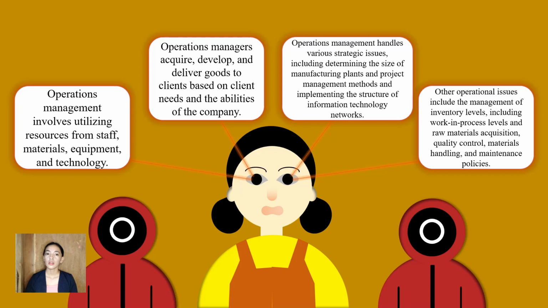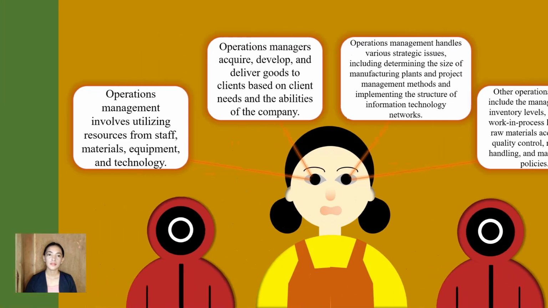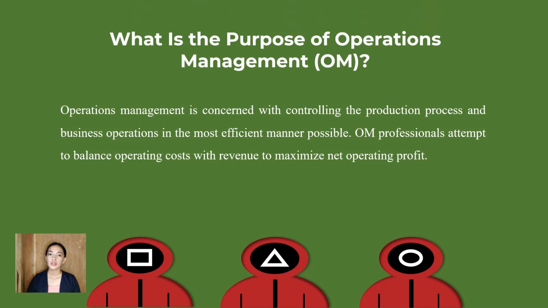Other operational issues include the management of inventory levels, including work in process levels and raw materials acquisition, quality control, materials handling, and maintenance policies. Operations management is concerned with controlling the production process and business operations in the most efficient manner possible. OM professionals attempt to balance operating costs with revenue to maximize net operating profit.